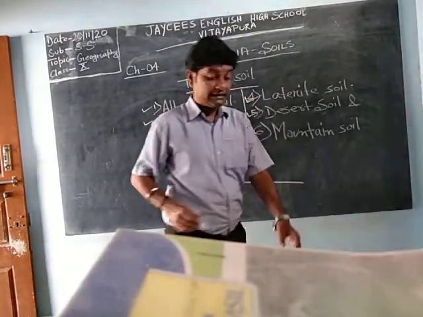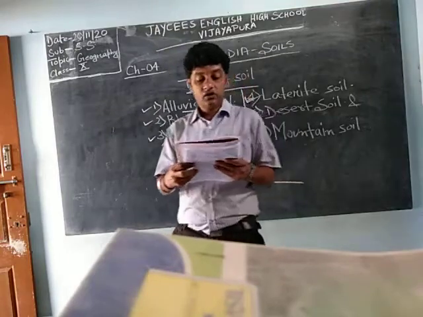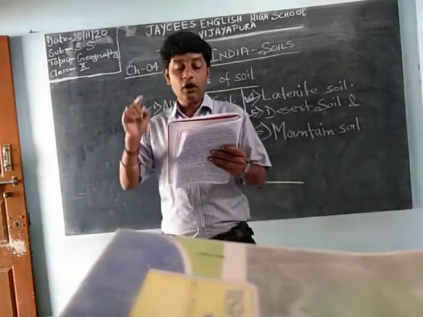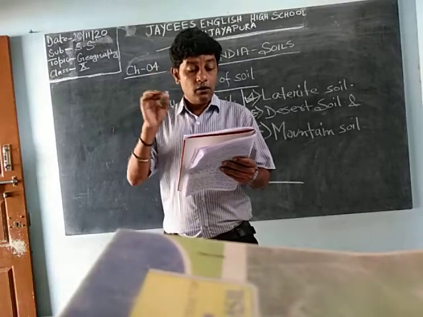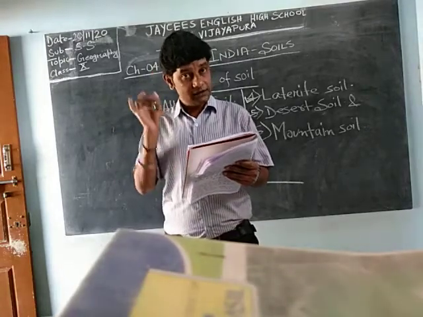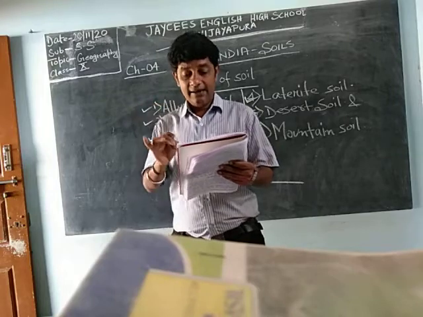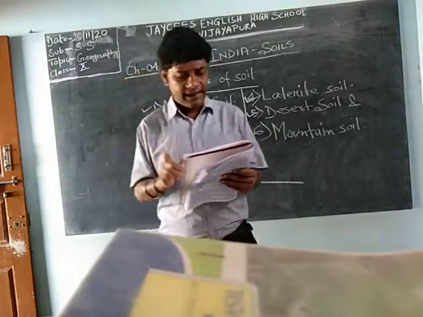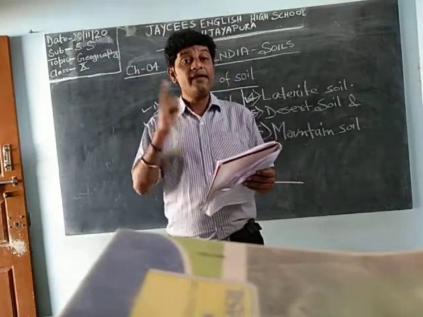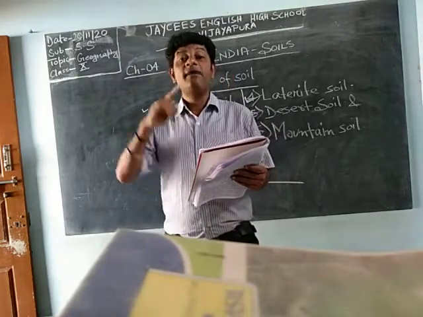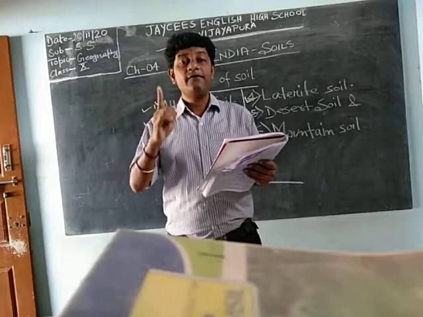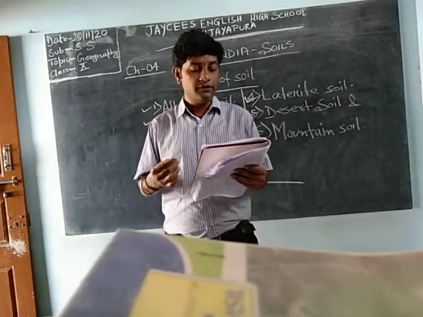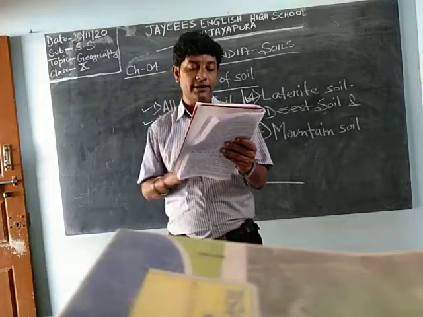What is this laterite soil? These soils are formed in tropical areas which receive heavy rainfall and have high temperature. Rainfall is heavy, temperature is high. In that place only we can find this type of laterite soil.